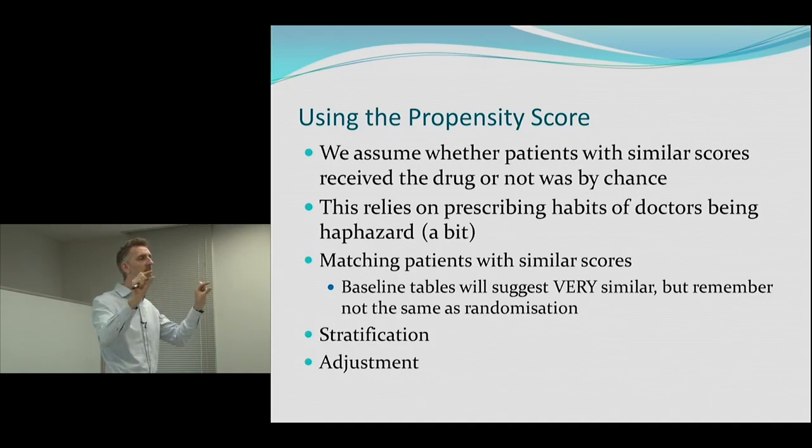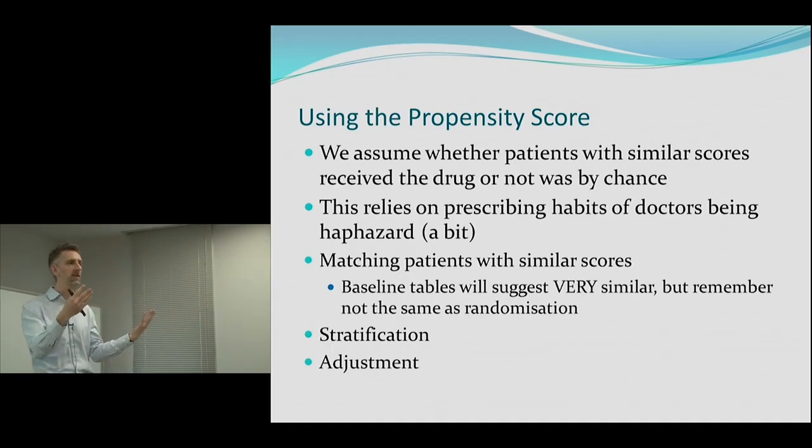But if I could just compare everybody with a score of 0.8, I should get an answer that's free from confounding, because those two groups of people, treated and untreated, with a score of 0.8 should be very similar to each other. Yeah?